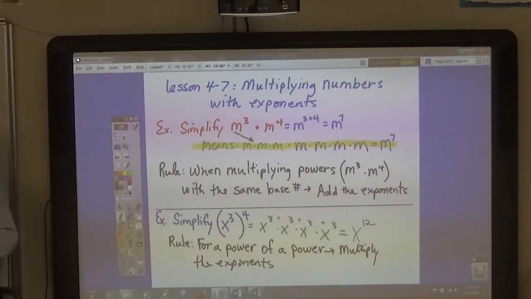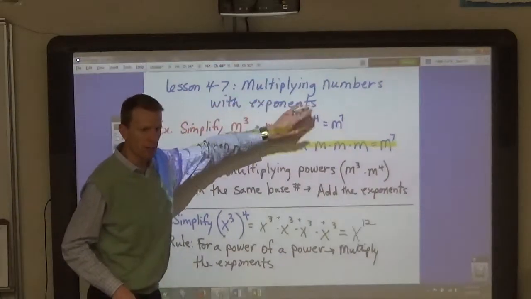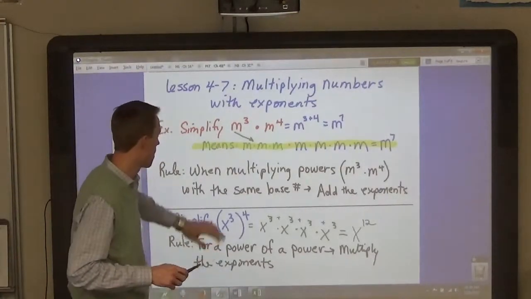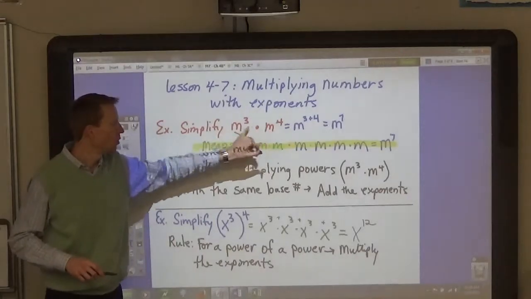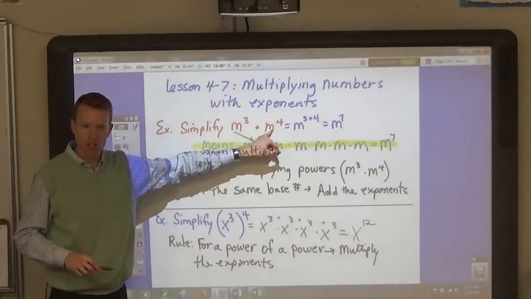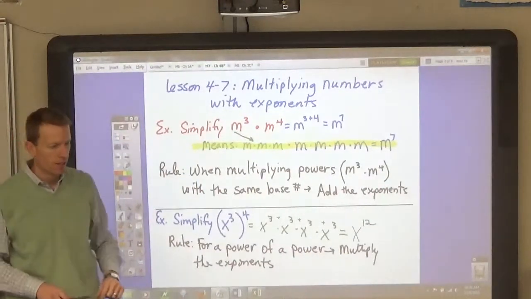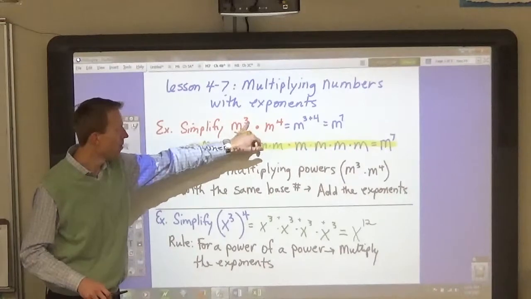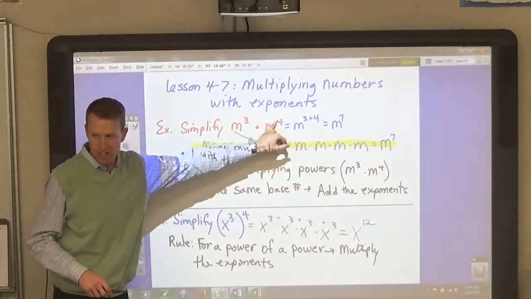We're going to go through these notes together. This lesson is on multiplying numbers with exponents. Okay? And there's two types of multiplication you're going to do here. First, we're going to multiply two numbers that are powers and they have the same base. Okay? On this one, m to the third times m to the fourth, they have the same base.